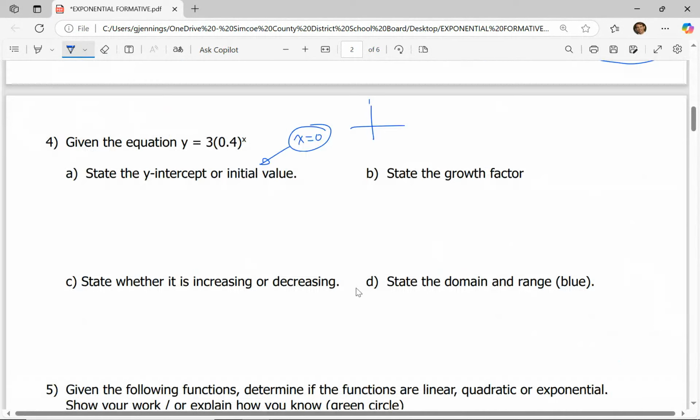But you can also remember that when you have y equals ab to the x, a is your y-intercept. That's your value there. So the y-intercept is a equals 3. Or you just tell me 3 is your final answer, and that's good. What's the growth factor? Here the growth factor is the number being raised to the exponent. It is the number b. So the growth factor is 0.4. And that's not growth, that's decay. It is decreasing.